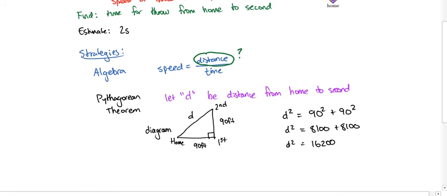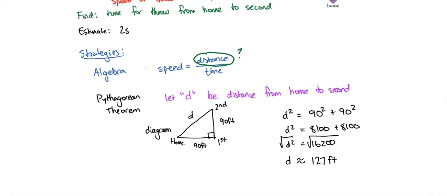Not quite done yet, though, because I need to find D, not D squared. And the way I do that is I take the square root, the opposite of squaring something, and I apply that to both sides. So I get D is approximately equal to, I'm going to use proper notation for rounding, 127 feet. So that's the distance from home to second.